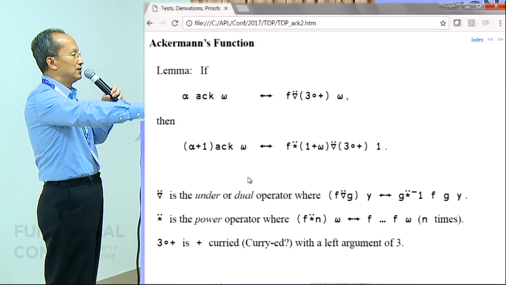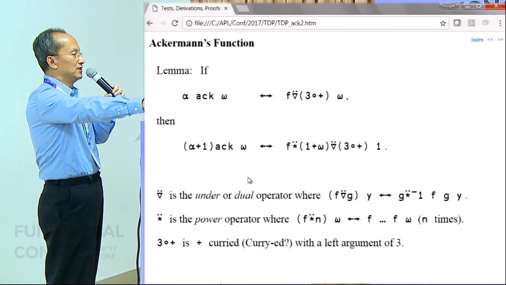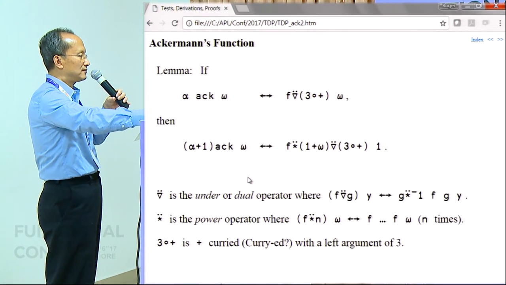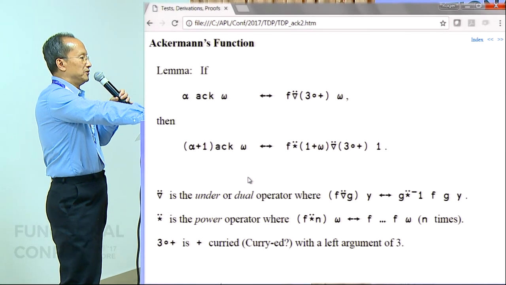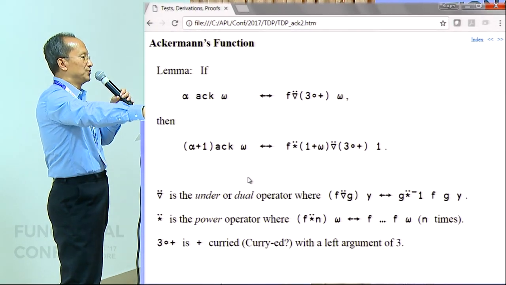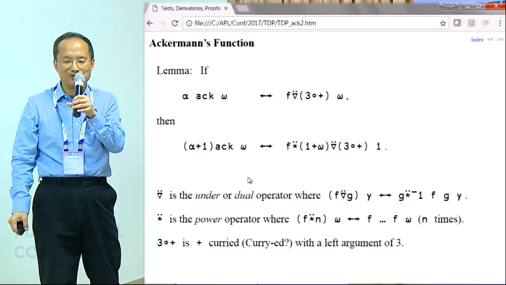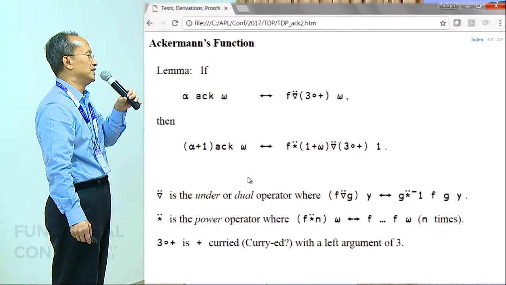And power, the operator, is f composed with itself n times, or n applications of f on the argument. And 3 jod plus is 3 with plus, or 3 curry. Is it plus curry with 3 or 3 curry with plus? Anyway, it's plus with a fixed left argument of 3.